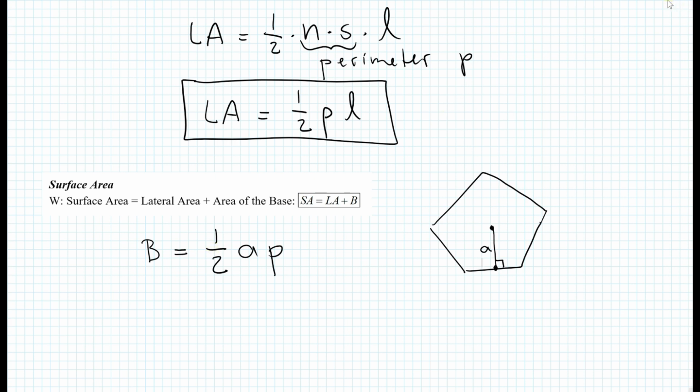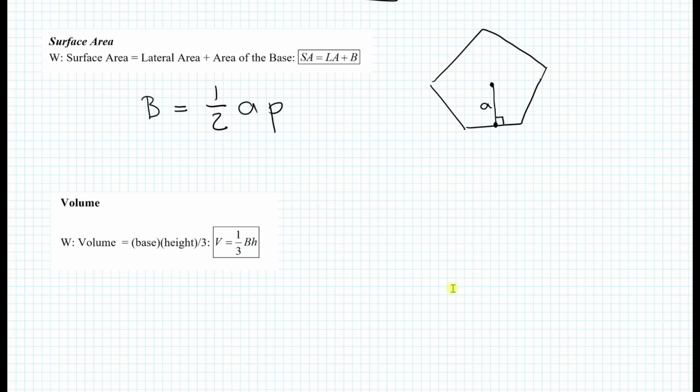Okay, now let's go to volumes. There's no easy way to derive the formula for the volume, but you can remember that the volume is just the area of the base times the height divided by 3. I will post a YouTube video in the comments as a link, so you can watch it and see how the volume is derived.